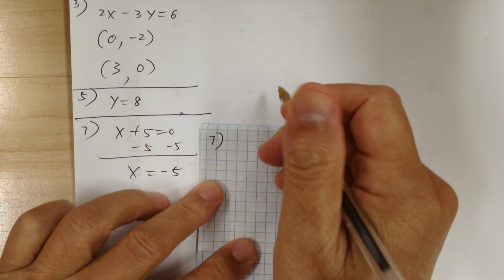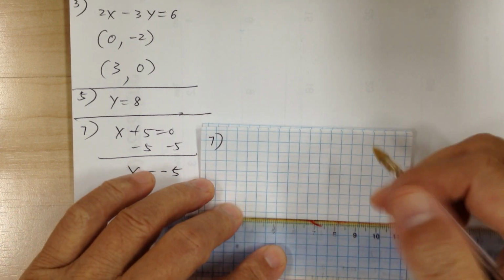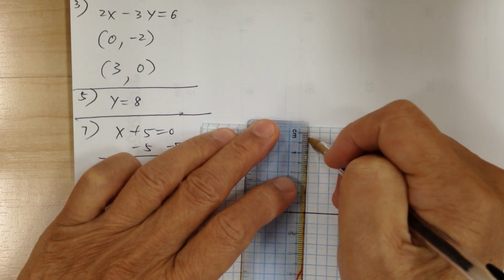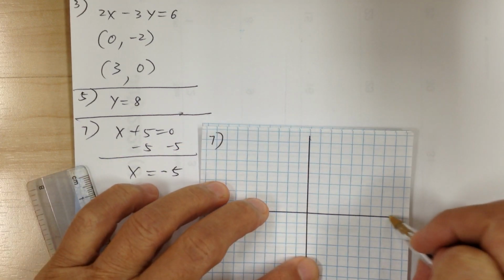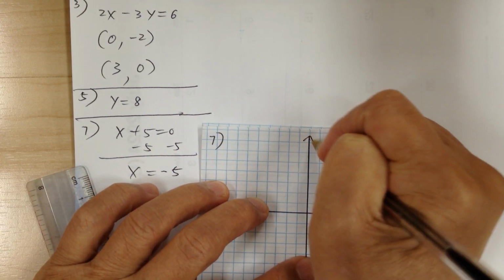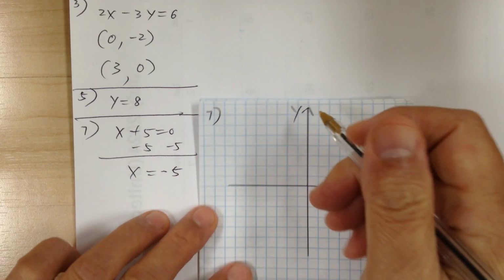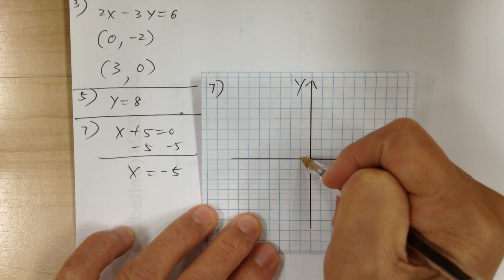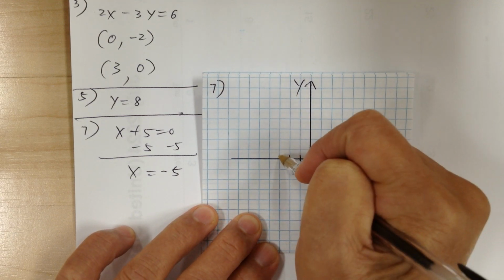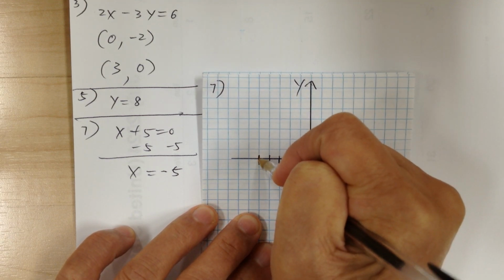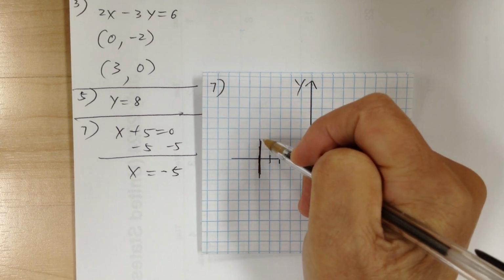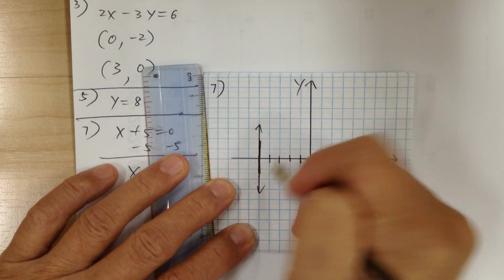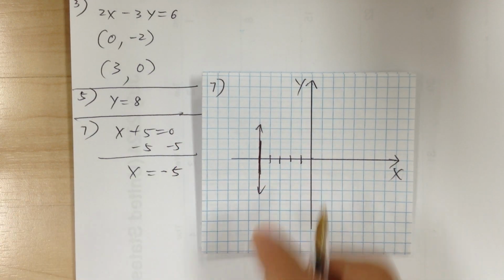number 7. That's your x axis and that's your y axis. So x equal to negative 5. Think about your number line: start at (0, 0), then you go negative 1, 2, 3, 4, 5. Negative 5 is over here. So just make the line longer, and that is your x equal to negative 5.